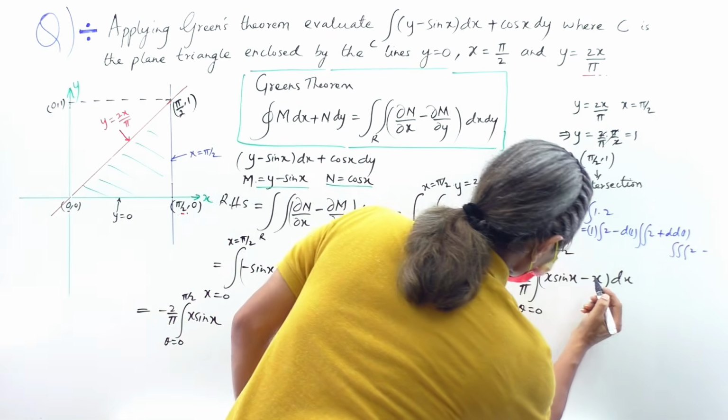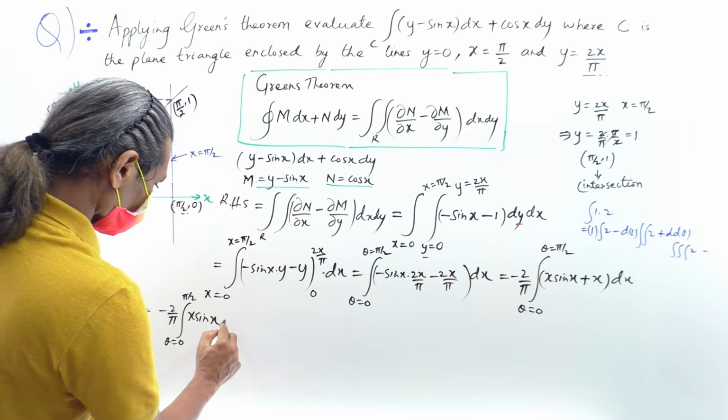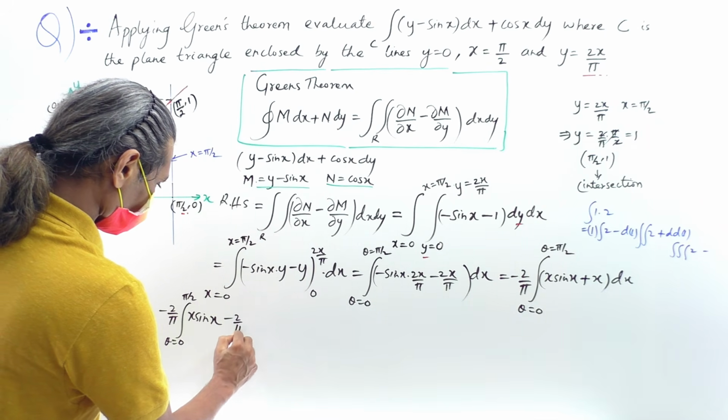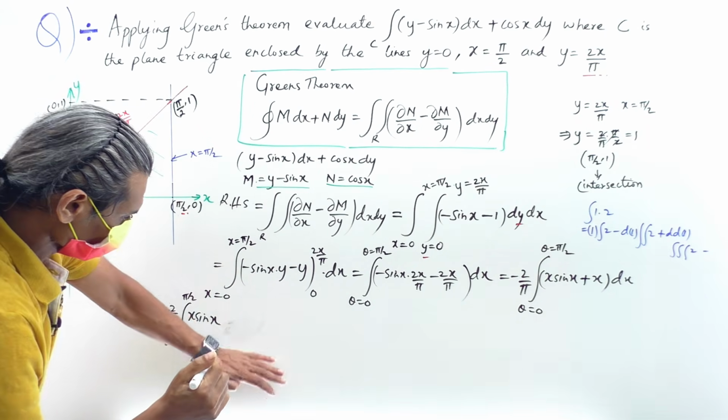Fine. Oh, sorry, this is plus, right? My bad. This is plus. Okay, because you taken minus outside, this is plus. And again, minus 2 by pi into dx. Forgot x sin x into dx.